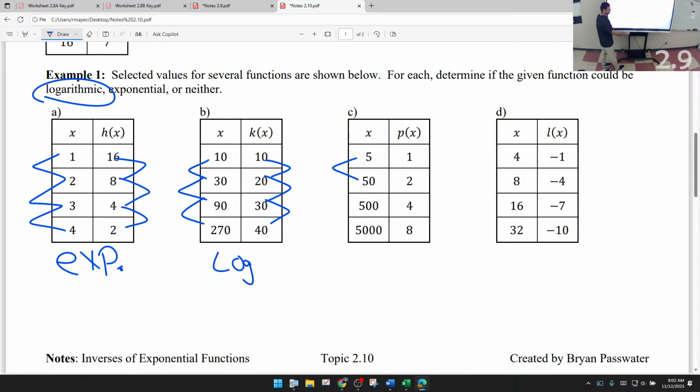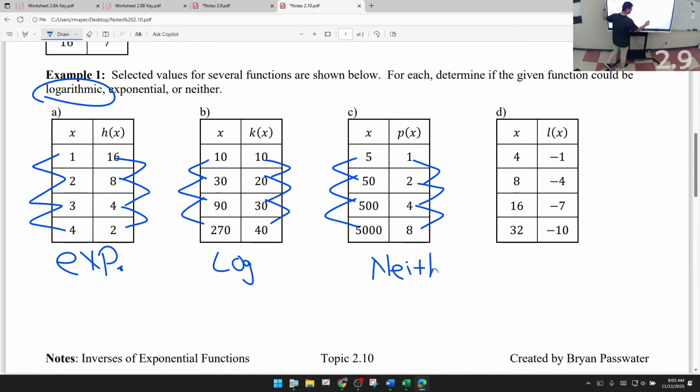5, 50, 500, 5,000. Multiplied by 10. 1, 2, 4, 8. Multiplied by 2. Neither. If both of them are being multiplied, it's neither. It's something, but it's not exponential and it's not logarithmic.